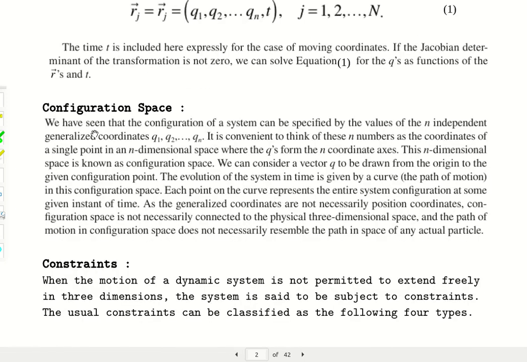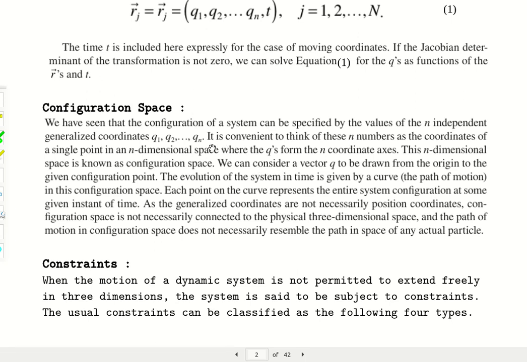So the next thing is configuration space. Configuration space is the space related to the n generalized coordinates, that is, an n-dimensional space. So this is not the exact space where the system moves. The system moves, as we can see, only in the 3D case, but this is an n-dimensional space. Each point in this space states the dynamical state of the system, the dynamical picture of the system at a particular time.